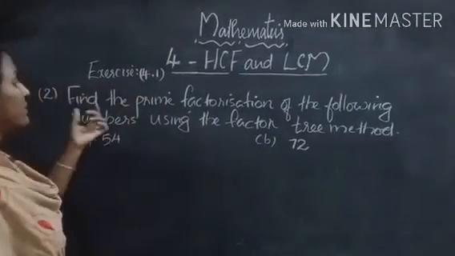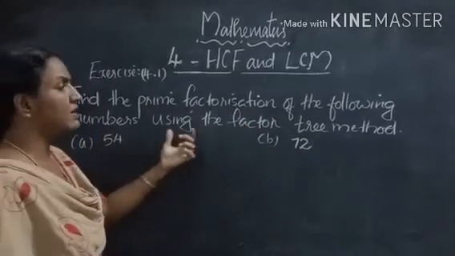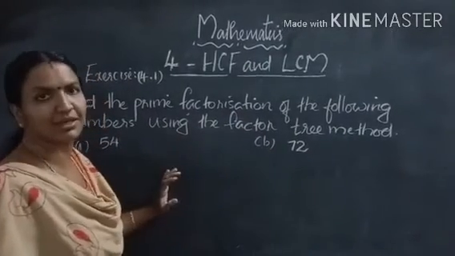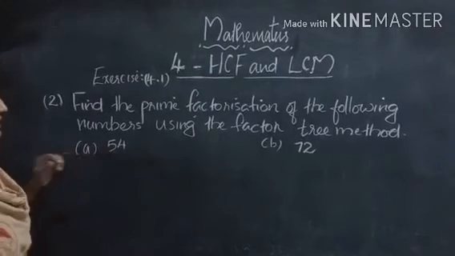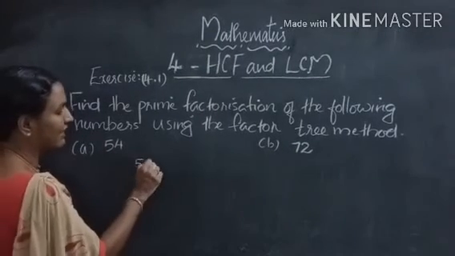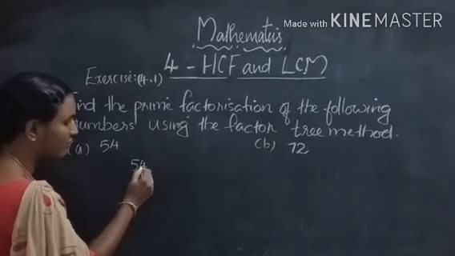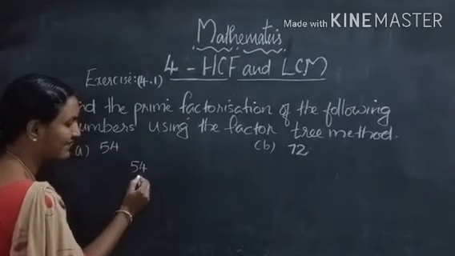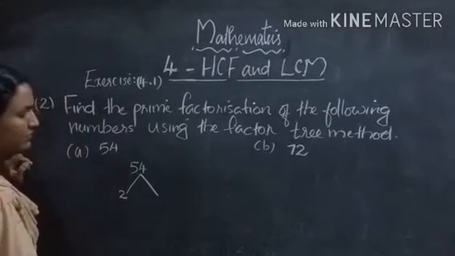Question number 2. Find the prime factorization of the following numbers using the factor tree method. The first question, 54. Factor tree method: write down two numbers whose product is 54. So 54, here the unit place is 4, it's an even number. So we start with 2.